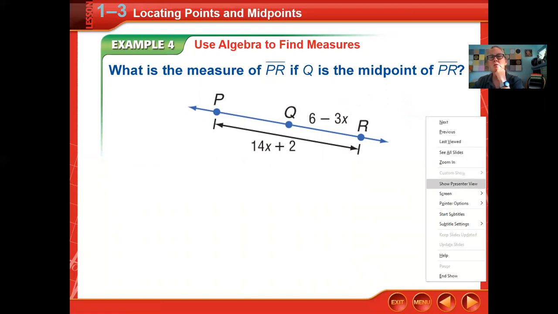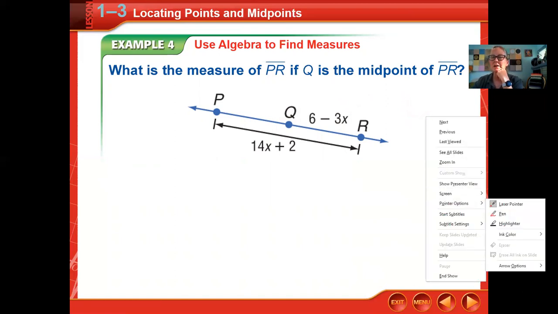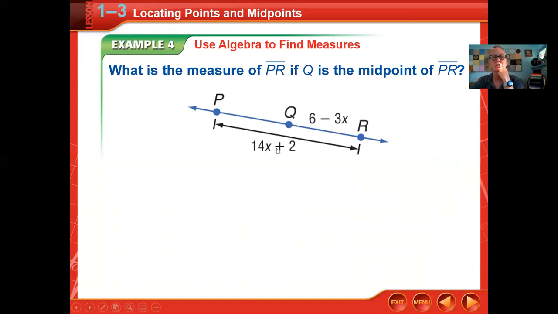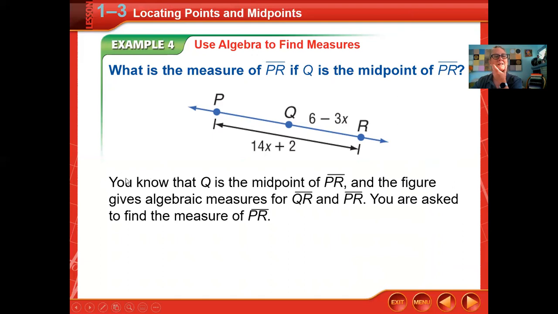Or I could say half of 14x plus 2 would equal 6 minus 3x. It just depends how your brain works. Both are good. Let's see what the book decided to do. They're explaining it a bit.